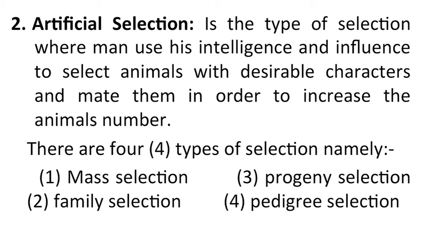Then artificial selection. This is the type of selection where man uses his intelligence and influences to select animals with desirable characters and mate them in order to increase the number of animals. There are 4 types of selection, namely, we have mass selection, progeny selection, family selection, and pedigree selection.